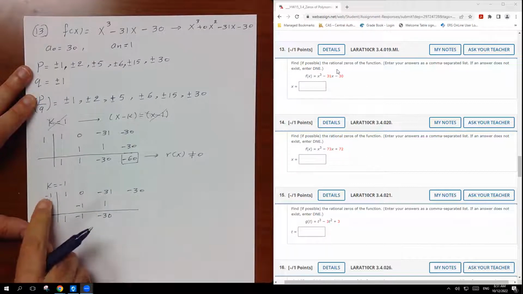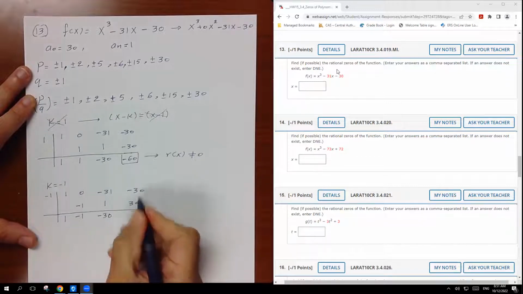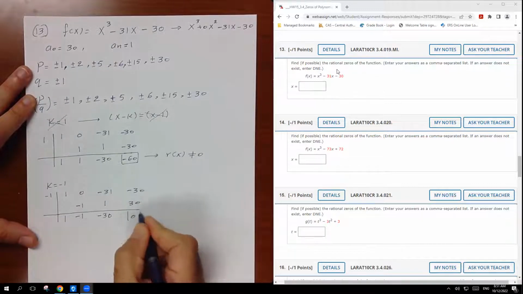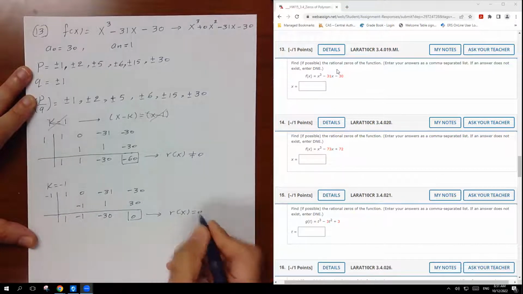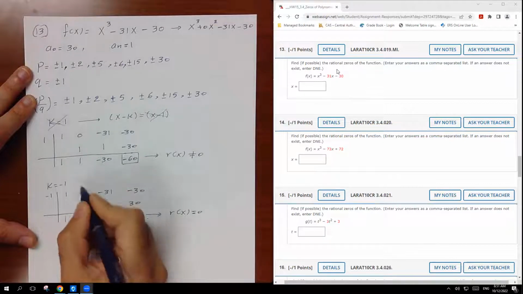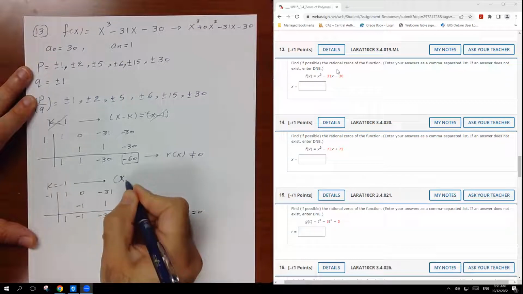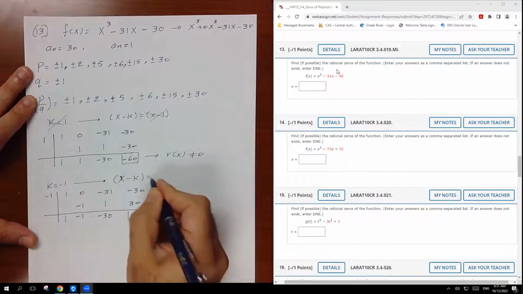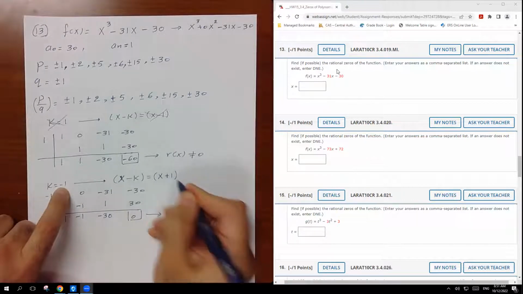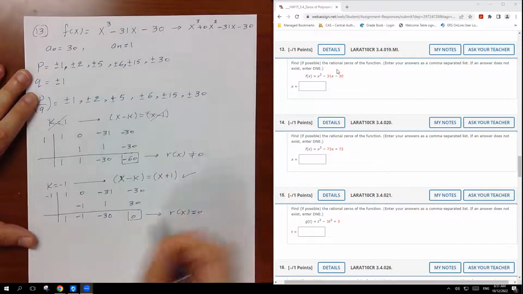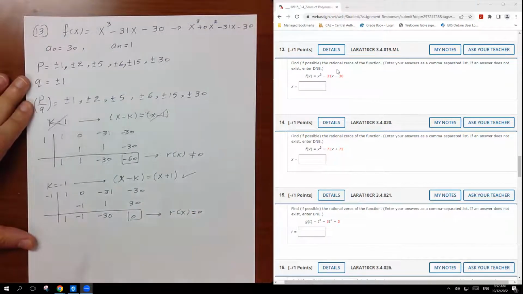Now, -1 times -30 is going to be 30. Add these together is going to be 0. Now, my remainder is equal to 0. That means this one, which is x minus k, is going to be x, move the -1 plus 1. So this is an actual 0.